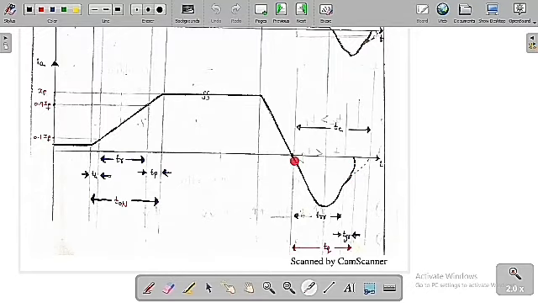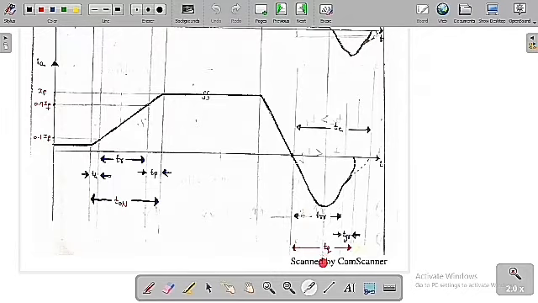From 0 to this value we are going to call the reverse recovery time, and from this point to this point is called TGR, and the overall summation of TRR plus TGR is called TQ. TQ is called the device turn off time, whereas from here to this point we are going to call it the circuit turn off time. So the summation of TRR plus TGR is the device turn off time, whereas TC is the overall circuit turn off time.